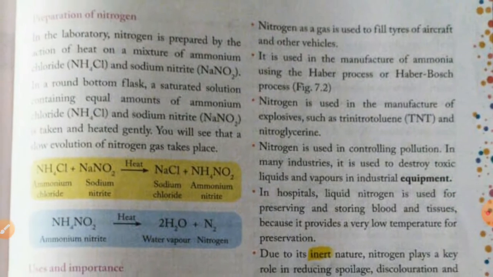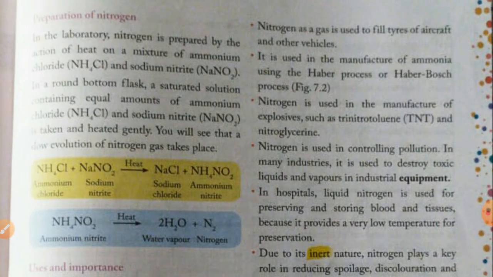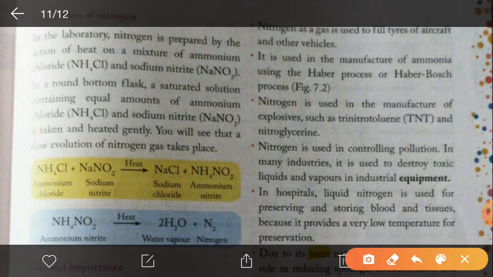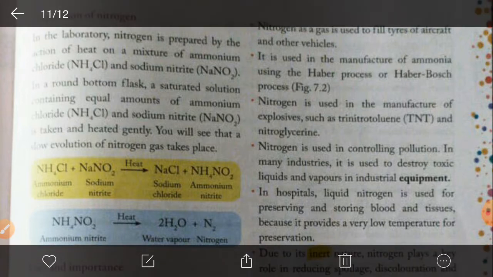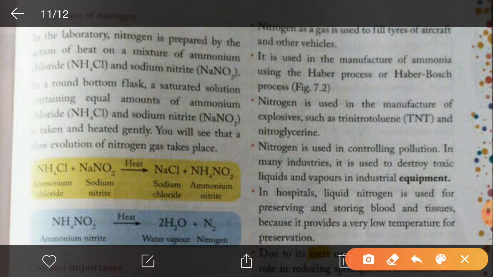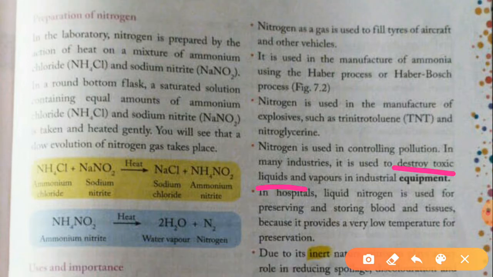Nitrogen is used in the manufacturing of explosives such as TNT and nitroglycerin, which is also given here. Nitrogen is also used in controlling pollution in many industries. It is used to destroy toxic liquids and vapor in industrial equipment.